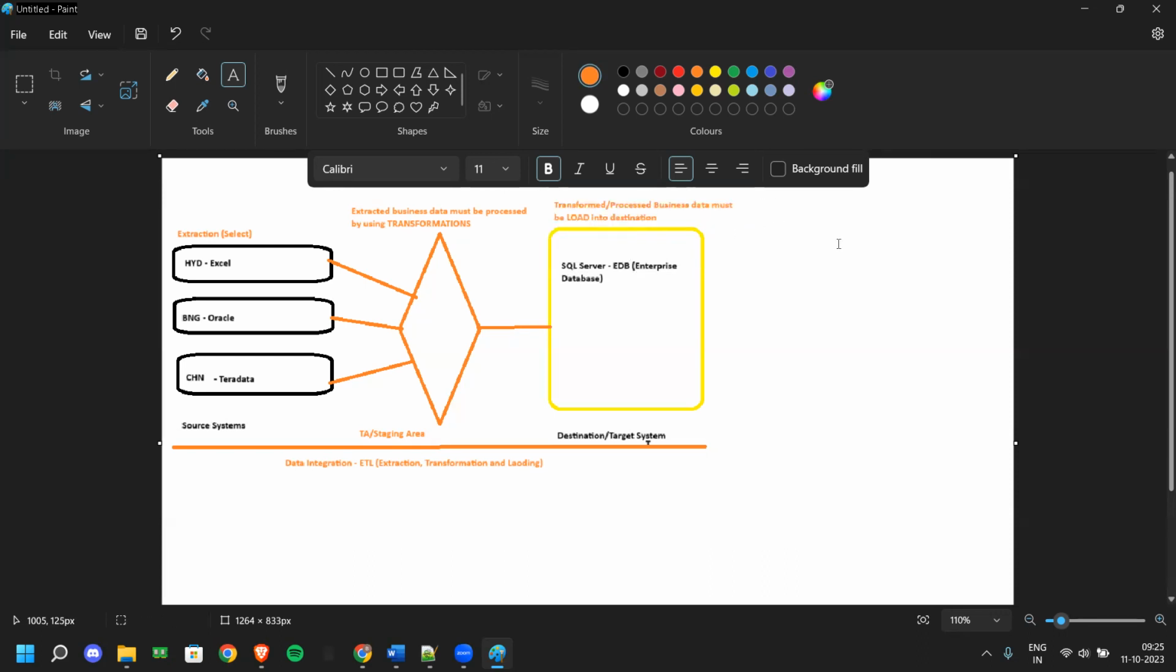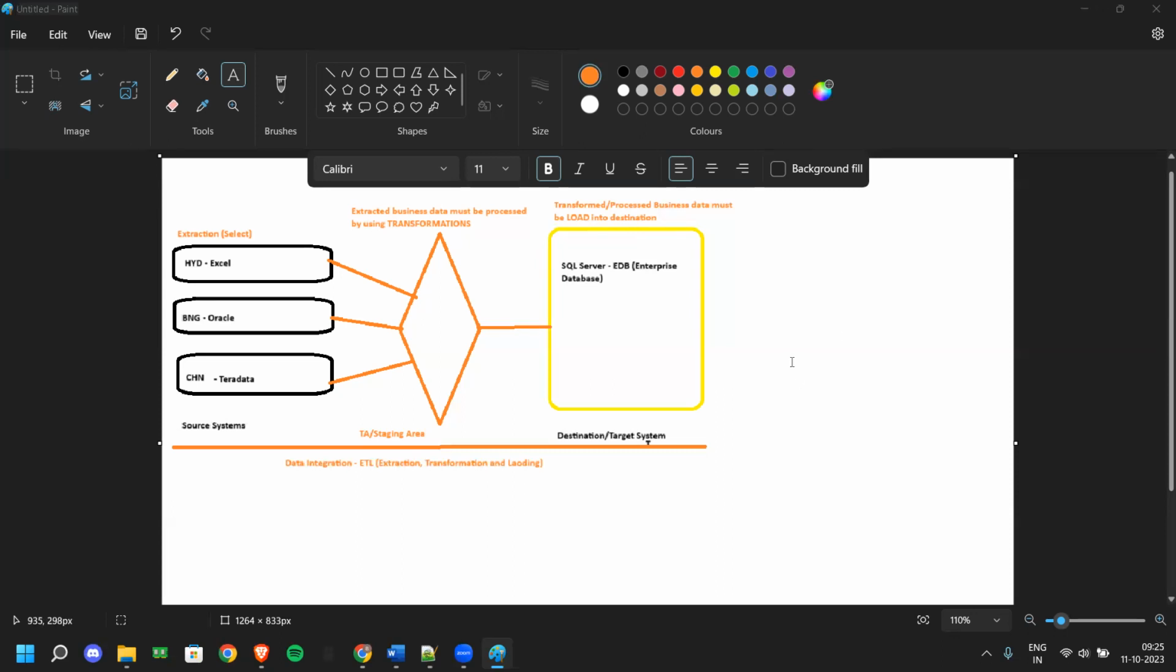See that now? The ETL process: extraction, select the data. The selected data must be processed by using transformations. The processed data must be loaded into the destination system. This is our total ETL process. Do you have any questions, my dear friends?